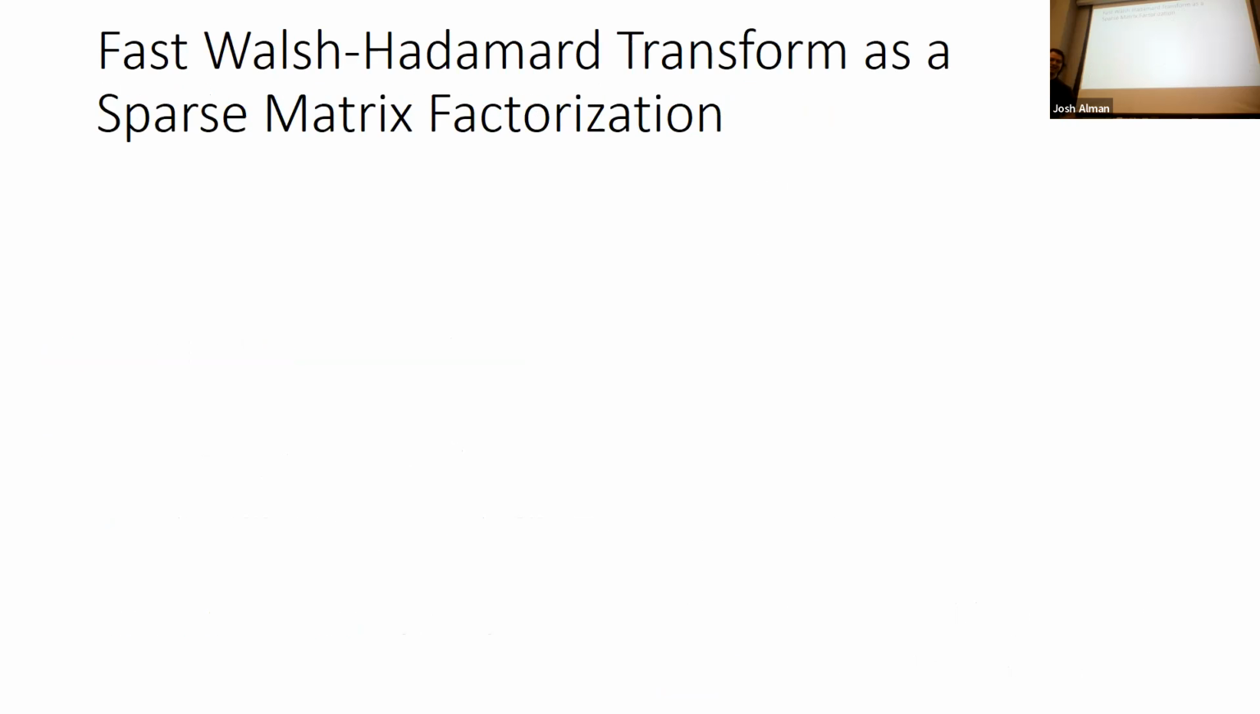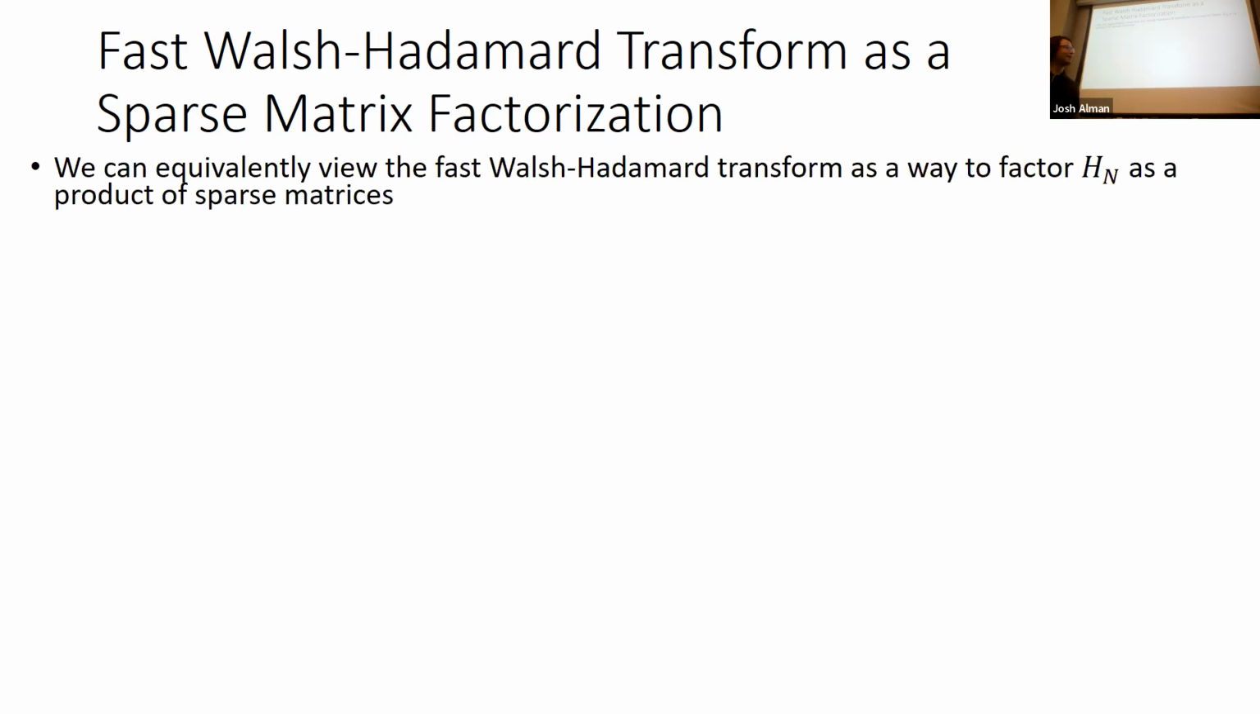Let me show you this algorithm in a slightly different way, which is going to be useful for how we're going to generalize it. So I'm going to want to think of the fast Walsh-Hadamard transform as a way to factor the Walsh-Hadamard matrix as a product of a few really sparse matrices. So here's the idea. Here's our Walsh-Hadamard transform. It's defined recursively like this.